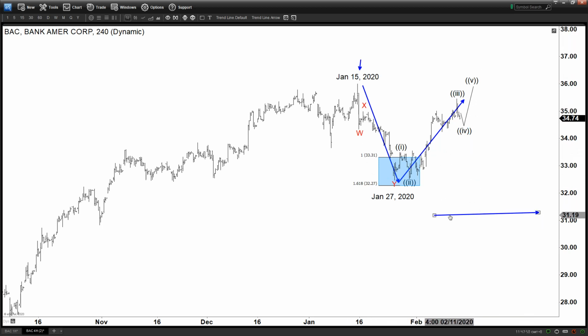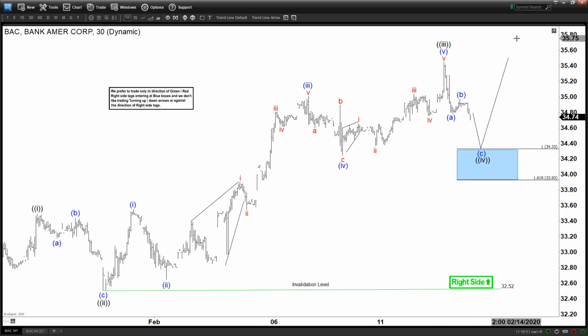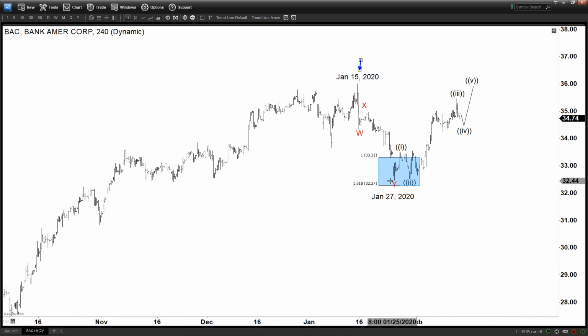So then we have two possibilities, in my opinion. The first is what we are calling here, that we are 1, 2, and then we are ending 3, and then now in the 4 before one more push higher to finish 5 waves up from January 27. Or the second possibility is that we could have ended the cycle already, and then if that's the case, we do a bigger pullback. But even if that is the case, most likely we're still going to hold above here for more upside later on.